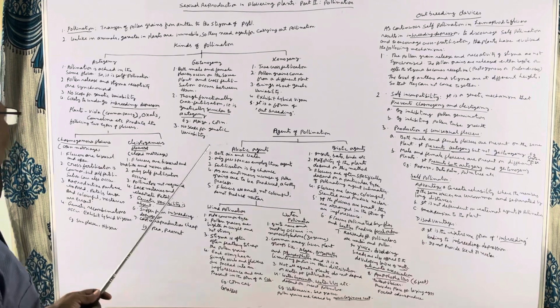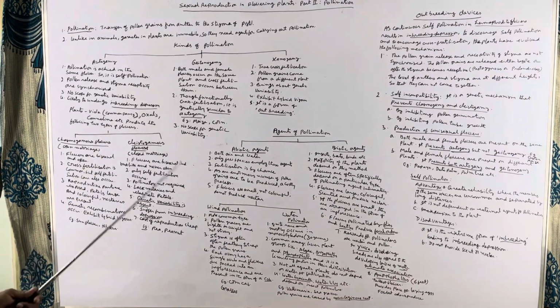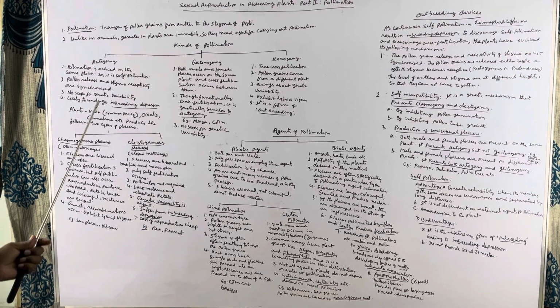It brings about inbreeding depression. As there is no genetic variability, it brings about inbreeding depression and it will not contribute to the process of evolution. And in this type of fertilization, the release of pollen grains and the receptivity of the stigma are synchronized. They occur at the same time.